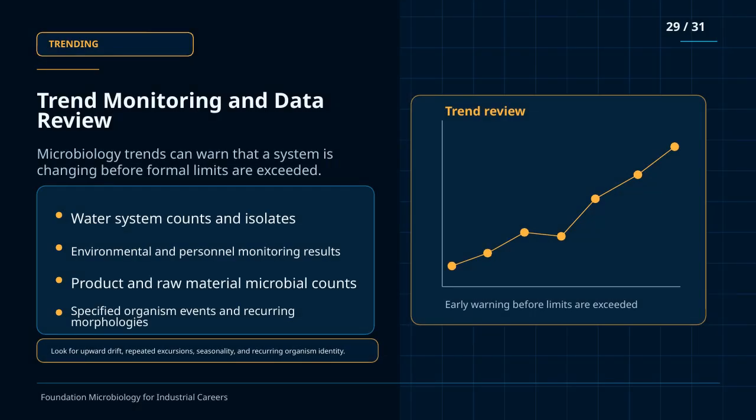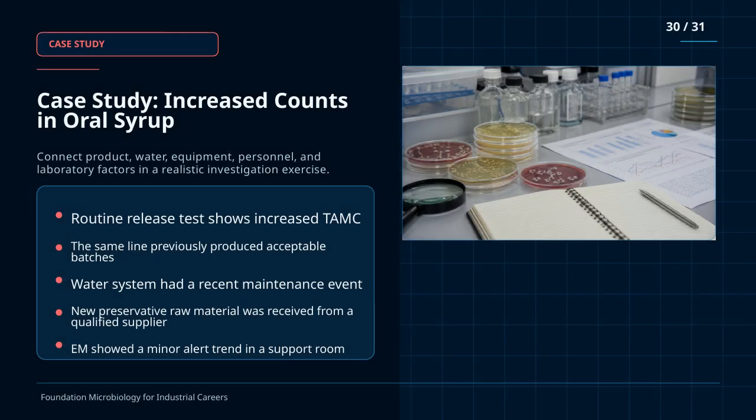Trend monitoring gives early warning that a water system, cleanroom, process, or material may be changing before formal limits are exceeded. Look for gradual drift, repeated excursions, recurring organisms, maintenance-related changes, and differences between rooms, shifts, or operators. In this case study, increased TMC in an oral syrup batch may be linked to water maintenance, a new preservative raw material, environmental conditions, laboratory factors, or a combination of causes. A disciplined investigation should gather relevant records first, separate laboratory error from manufacturing risk, and use organism identity and trend history to select effective CAPA.